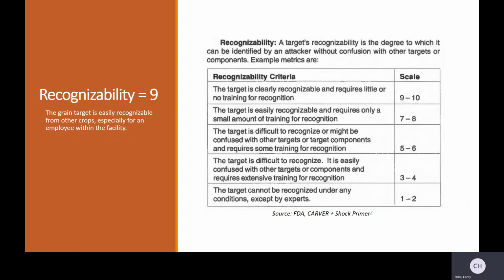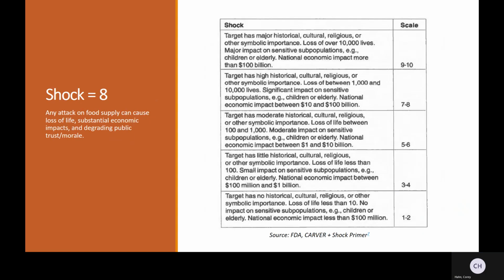The next attribute analyzed was recognizability. This was assigned a 9 because grain, as well as the grain facilities and locations, are easily recognizable, especially again, considering the scenario assumed here, where it's an insider threat within the facility. The last attribute of the analysis is the shock. This received an 8, again, somewhat based on historical data from prior outbreaks, but also in general, any attack on the food supply can cause loss of life, substantial economic impacts, and degrading public trust or morale.